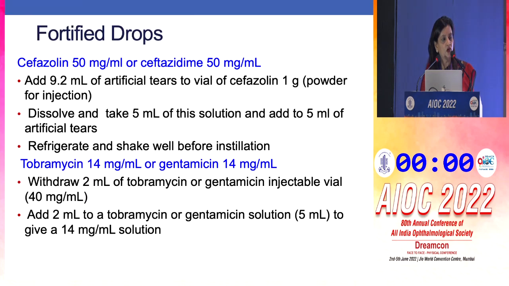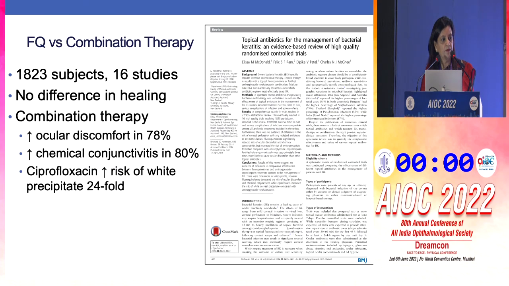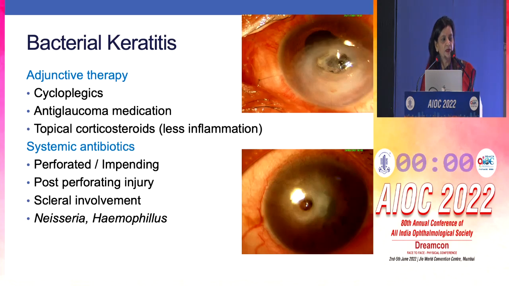This is how you prepare fortified cefazolin and fortified tobramycin for all those who don't have a pharmacy and have to do it themselves. And this is how vancomycin, which is the last drug which we generally keep, is prepared. Additionally, one can even give amikacin and trimethoprim. Now, this is a meta-analysis of various studies, 1,823 subjects, which looked at comparing the fluoroquinolones with the combination therapy, and again, the results were similar.